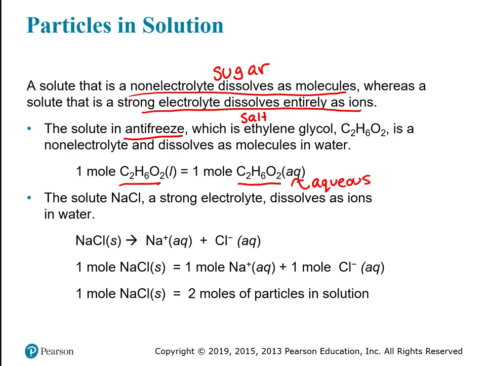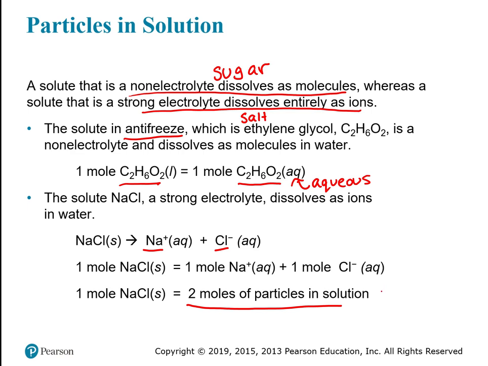However, if you take sodium chloride or table salt, that's a strong electrolyte. It's going to completely dissolve in water. So you're going to make 1 mole of sodium atoms and 1 mole of chlorine atoms for every mole of sodium chloride that you dissolve. So effectively, you have 2 moles of particles in solution for every 1 mole of NaCl.